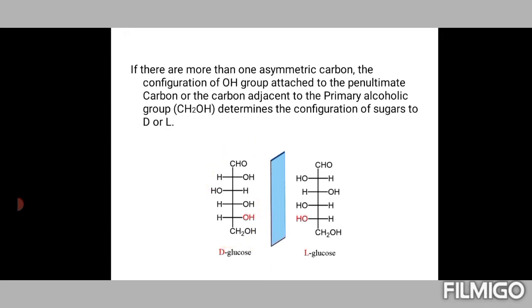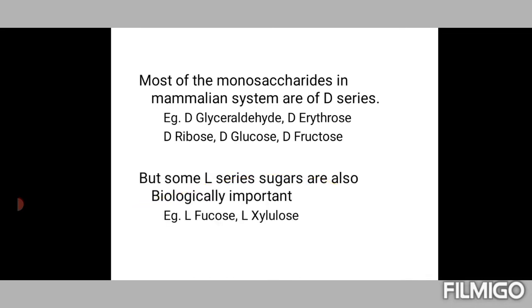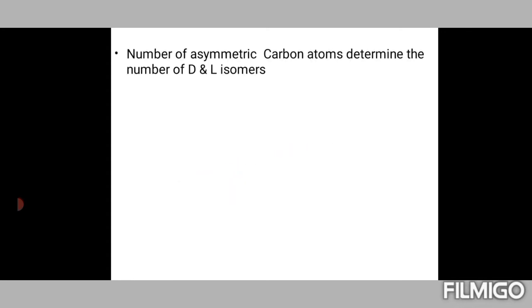These are actually mirror images of each other. On the second carbon, the OH comes here; on the second carbon, the OH is here. Likewise here, it comes here. So they are mirror images of each other. Now, most of the monosaccharides in mammalian systems are of the D series, as exemplified by glyceraldehyde, glucose, fructose. But there are also some L isomers, like L-fucose and L-cellulose.